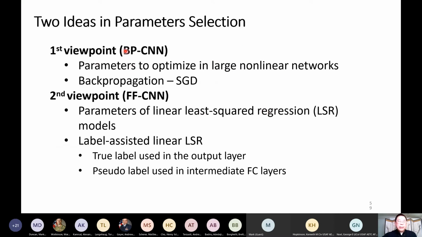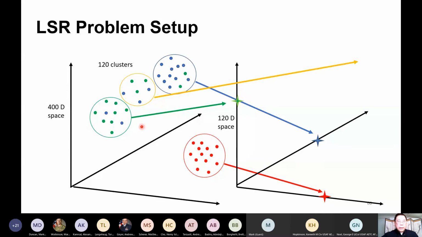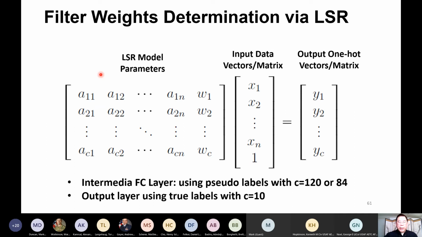So in the FC layer, we look at this parameter as a linear least square regression, and it's label assisted. We use the label to guide the least square regression process. So each different dot means a different cluster. So we basically try to look at the target. Suppose you have 10 classes, and then we try to split each class into 12. 10 classes you can split into 120 clusters. Okay, so that's the way.